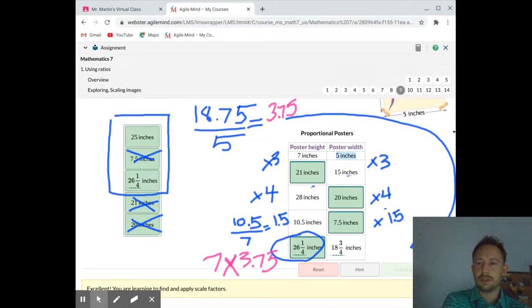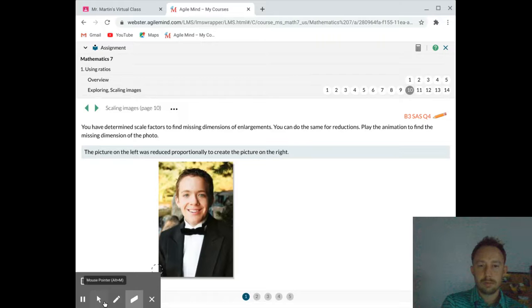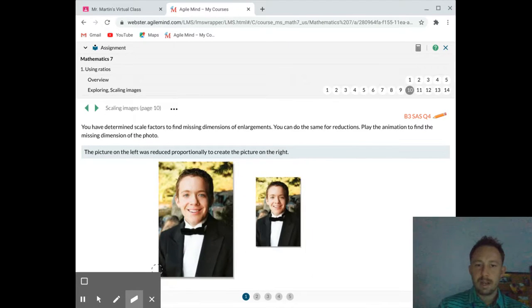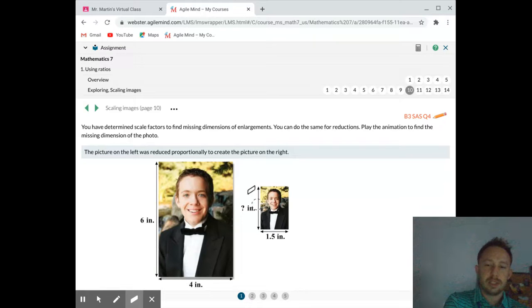All right, well, let's keep moving. Let's go to page 10. All right, so we've seen this guy before, right? It says you have determined scale factors to find missing dimensions of enlargements. You can do the same for reductions. So we're going to see if we can figure this out by looking and seeing if we can find this missing number here. So what do we need to do?